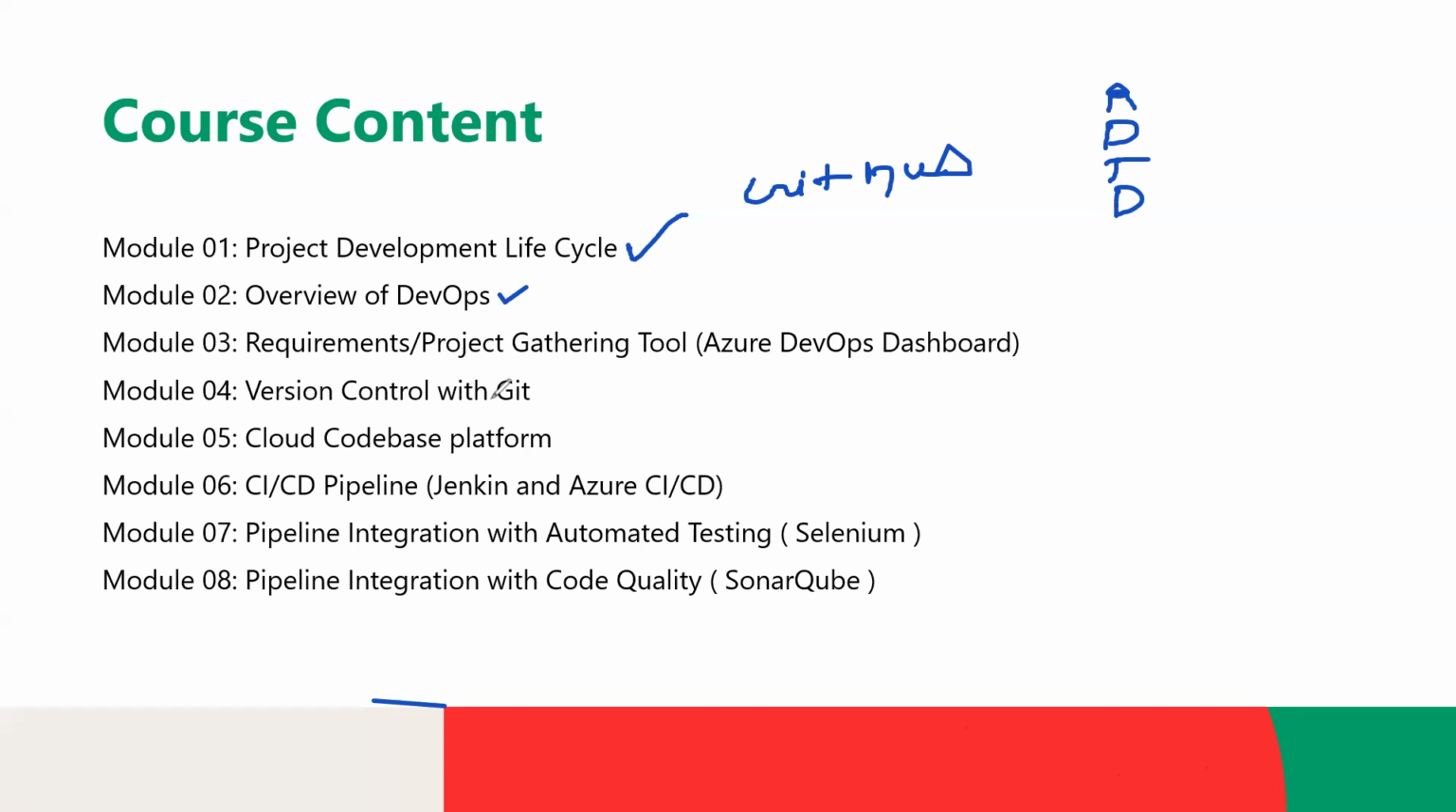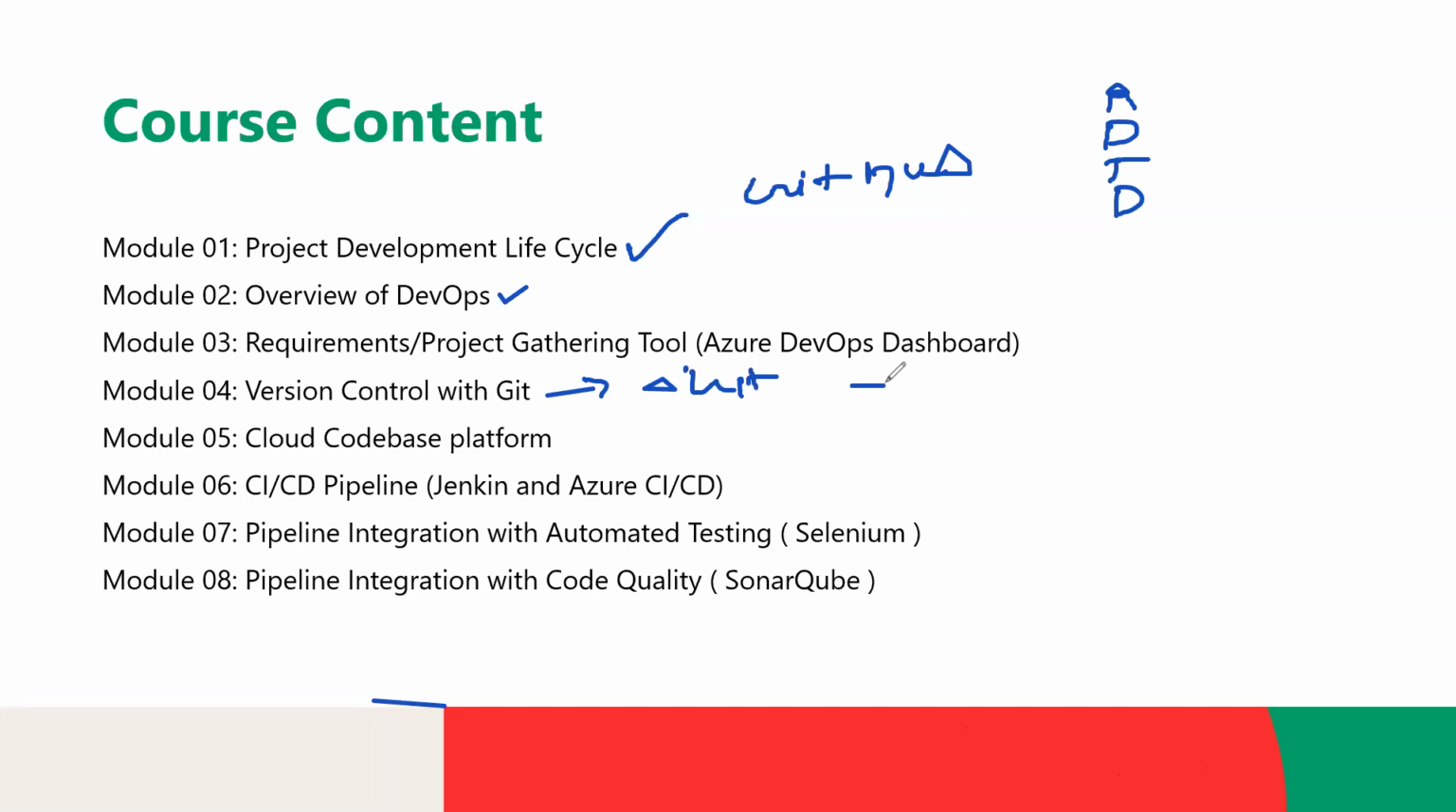Then in detail, we will discuss about the SCM tool, that is source control manager tool, that will be Git. We will discuss about Git, and we will discuss about the Git commands. We have many Git commands, so we will discuss those and then do hands-on also.